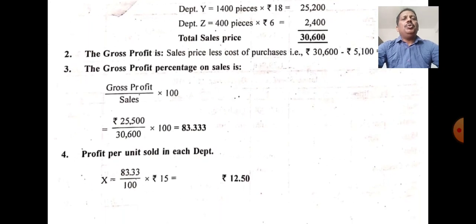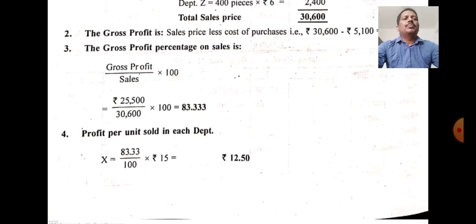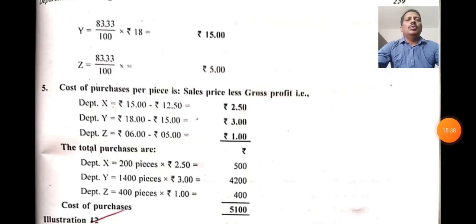So profit per unit sold in each department: X is equal to 83.33 divided by 100 into 15 is equal to 12.5, and Y is equal to 83.33 divided by 100 into 18 is equal to 15, and Z is equal to 83.33 divided by 100 into rupees 6 is equal to 5.